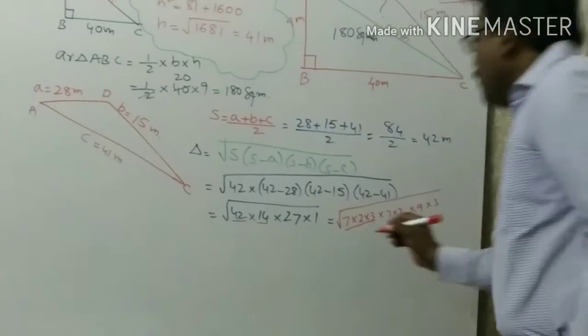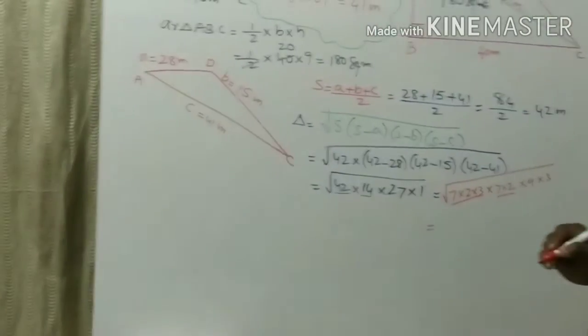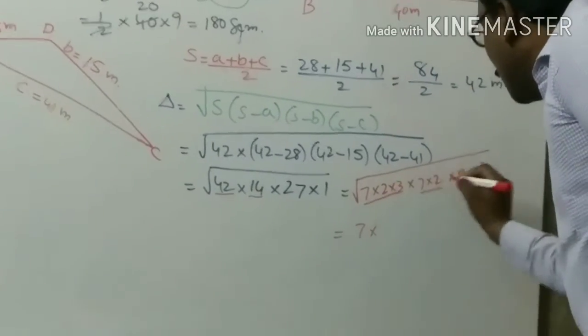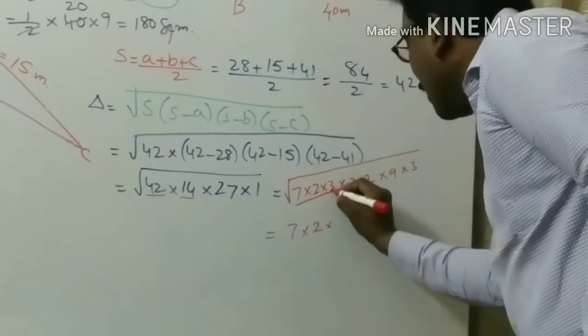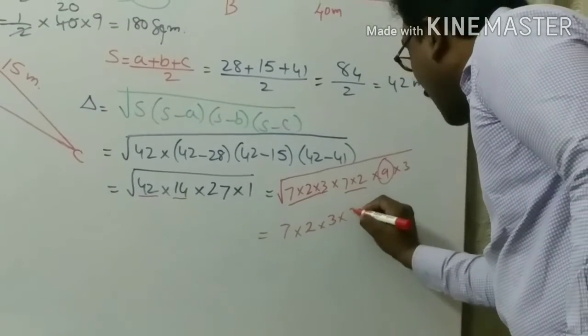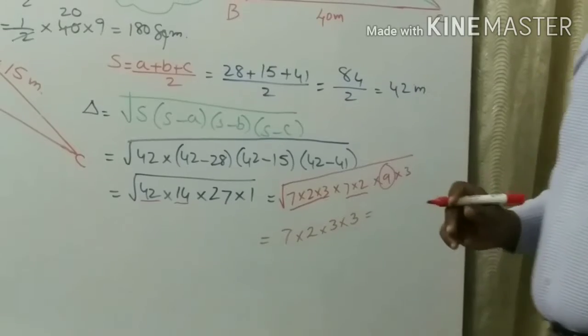Okay. Now if any number is repeated, we will take ones. 2 sevens are there, 1 7. 2 twos are there, 1 2. 2 threes are there, 1 3. Of course 9 is there. 9 root is 3.